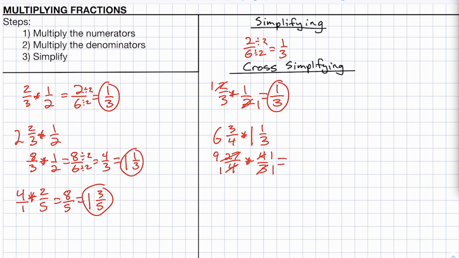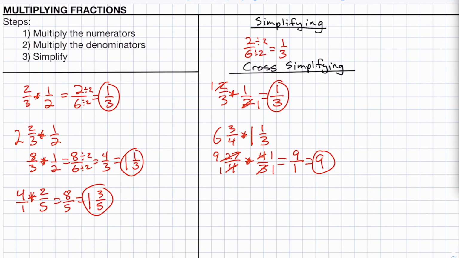Now I would multiply across. 9 times 1 is 9. Denominator is 1 times 1 is 1. So that gives us 9 as an answer. So that definitely did save us some time in dealing with bigger numbers. We'll look at one more example with even larger fractions.